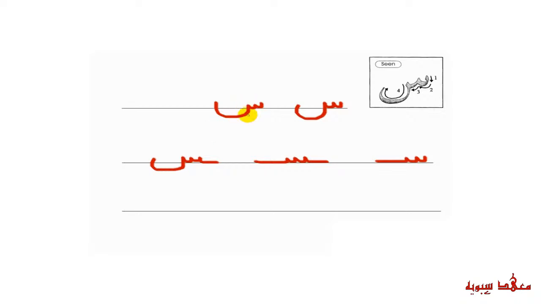If we wrote three seens in a row, how would it look like? Now, see the distance between the seens, it could be actually a bit shorter, so it doesn't have to be this long between the two seens. And obviously it depends on your script, so it doesn't really matter how long it is. It can actually be longer if you want it to. That's up to you. Next letter, it's the sheen.